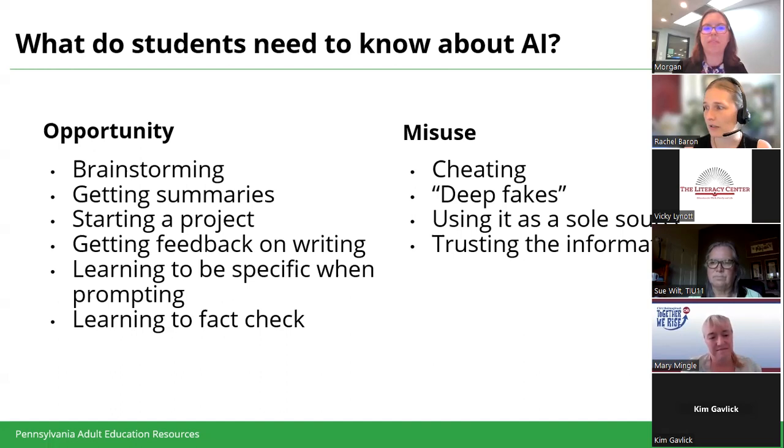We already talked about not using AI as a sole source. You should always be fact checking your information and be looking at other sources of information, and not just trusting the information that it gives you.